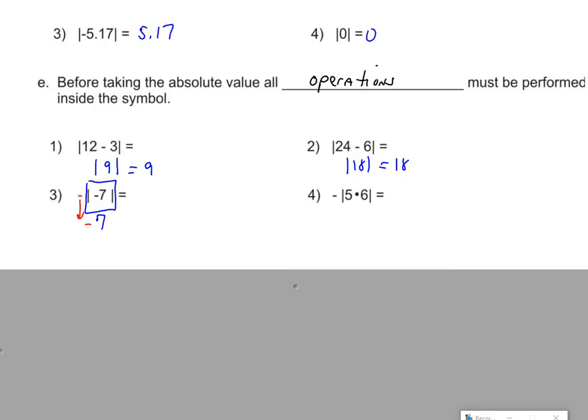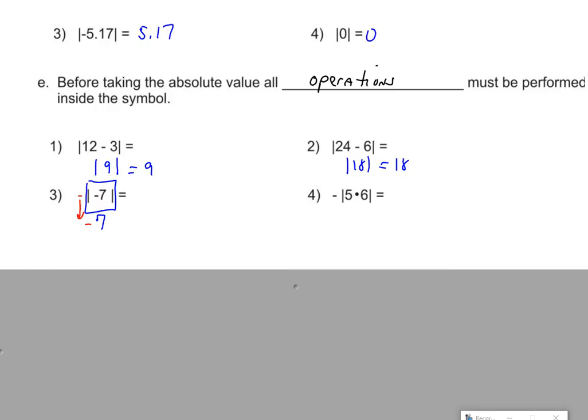And I just tell students it's this simple. Absolute value is like a wall. Things inside can't get out until you take the absolute value of them. Things outside don't go in. You got a wall. So that negative's outside, it's going to stay outside. You got to deal with the absolute value thing, and then what's outside gets dealt with what's left. And that's why we end up with negative 7. We did the absolute value of negative 7, got 7, and now we have a negative in front of it.